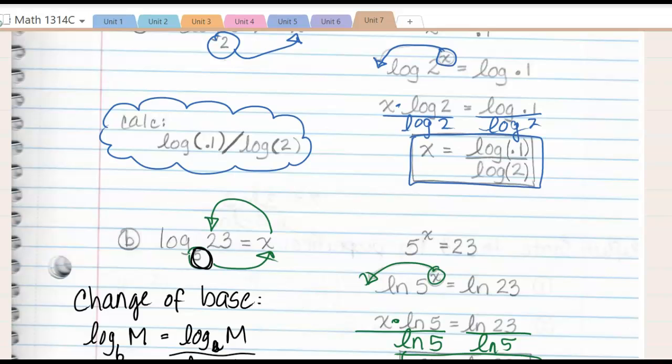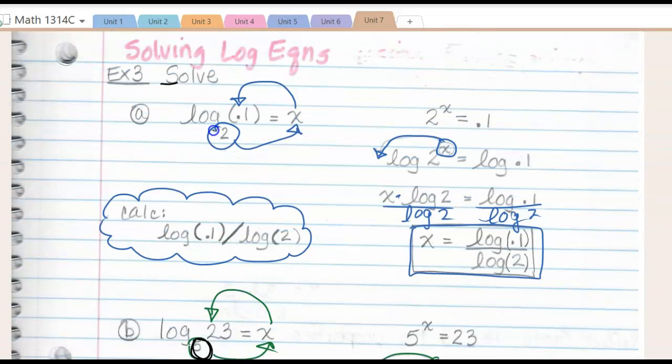Similarly, we did the same thing up here where we had the base 2 and we wanted to change the base 2 to base 10. So I have the log of base 10 of 0.1 divided by the log of base 10 of 2. Remember, log of base 10 and common log are the same thing.